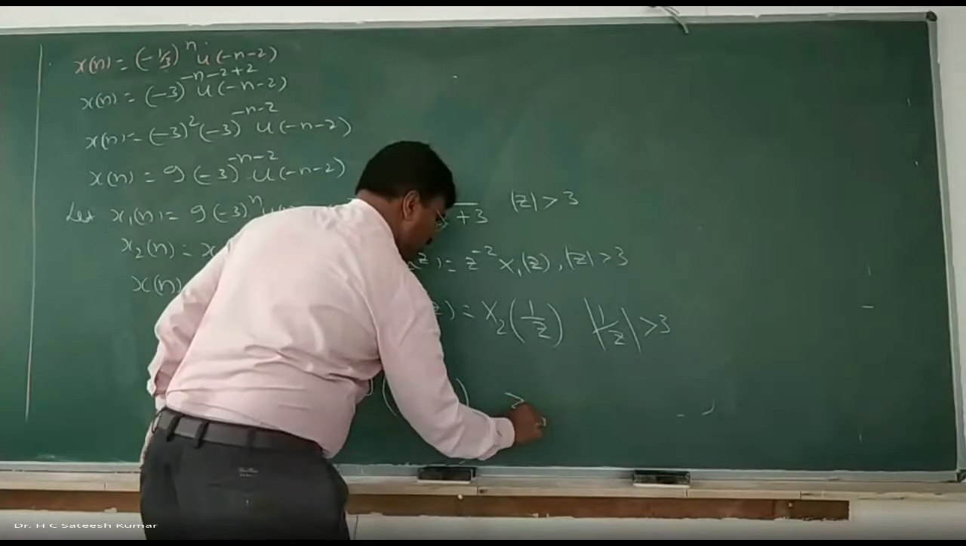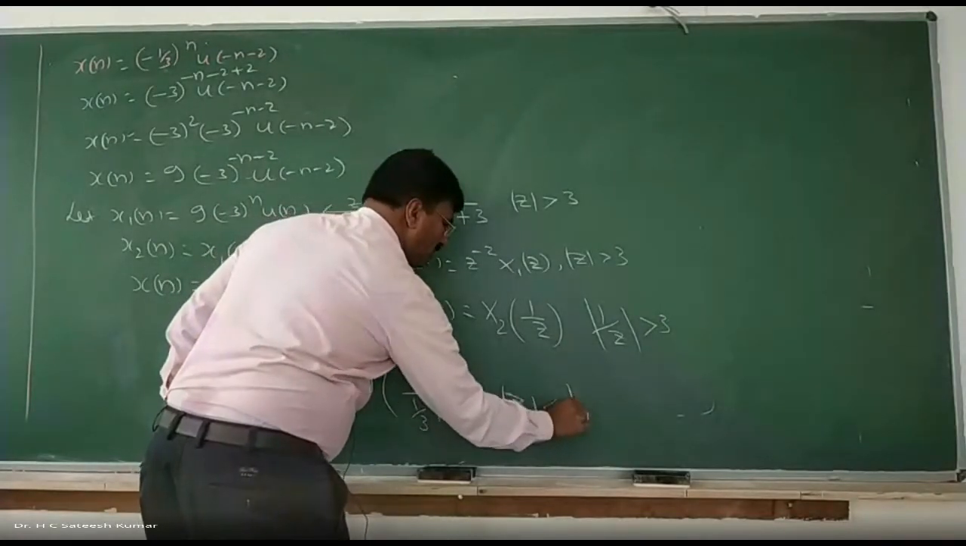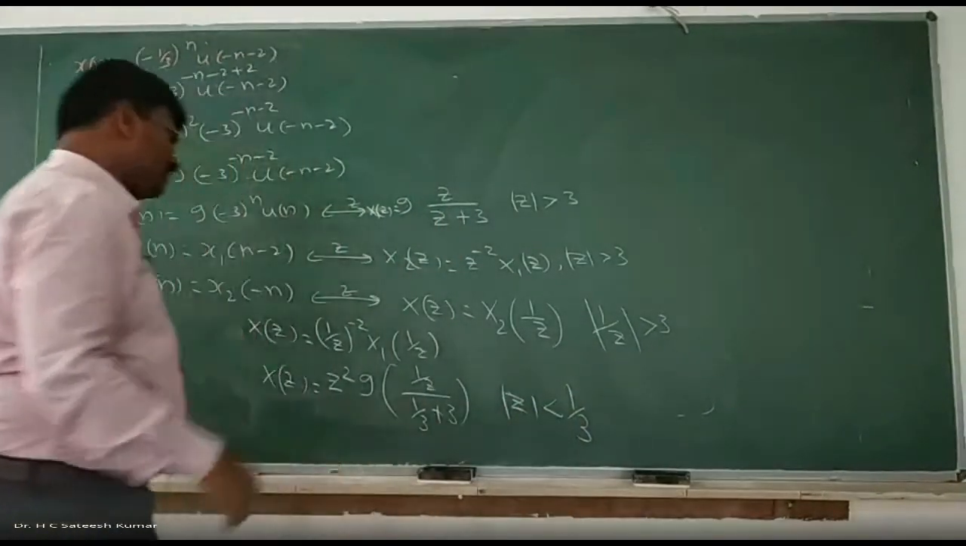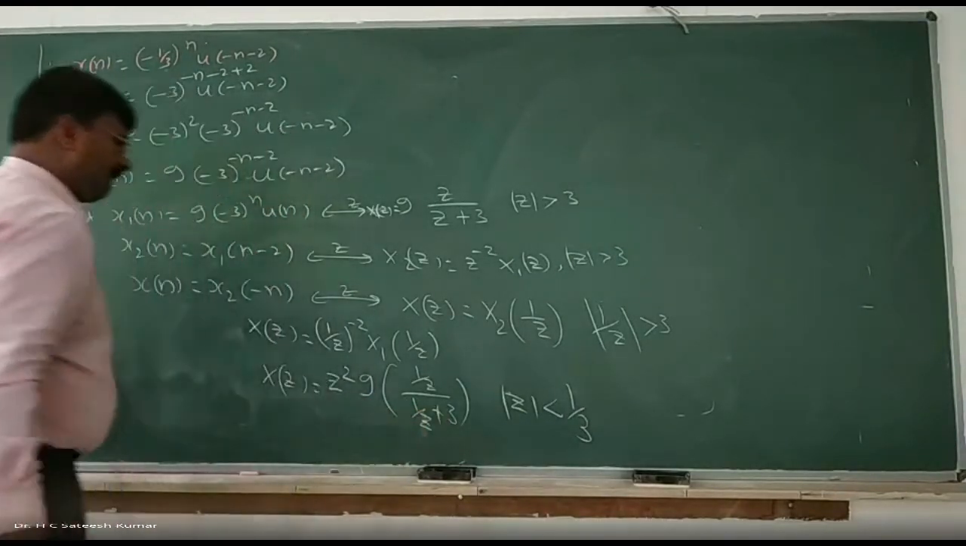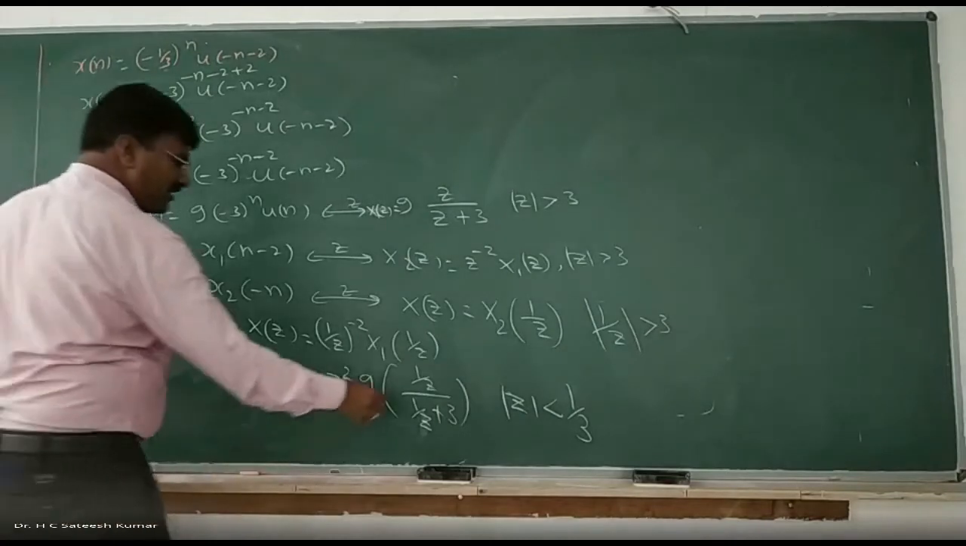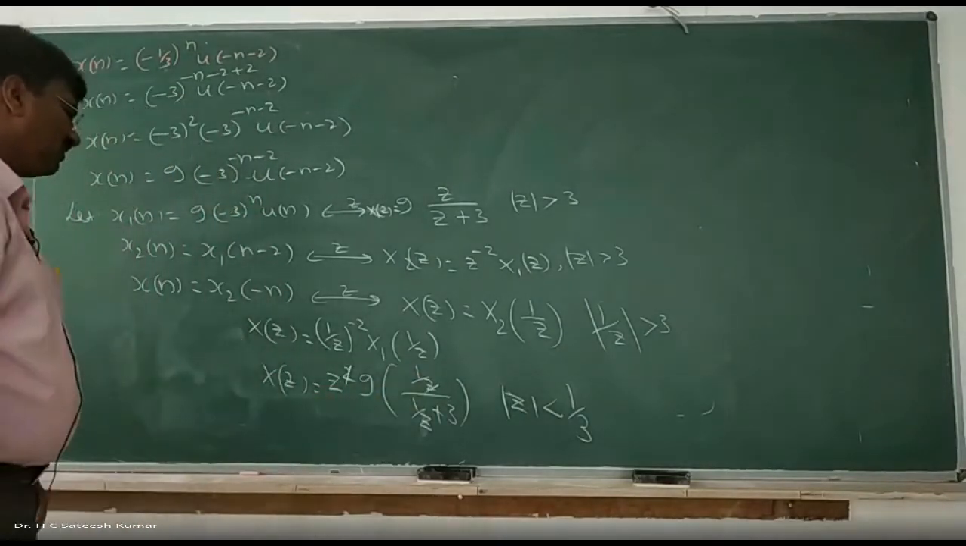Reciprocal take on both sides. Mod Z less than 1 by 3. Greater than will become what? Less than 1 by 3. Sorry, this is 1 by Z. Okay, right. This Z gets cancelled. What will you get?